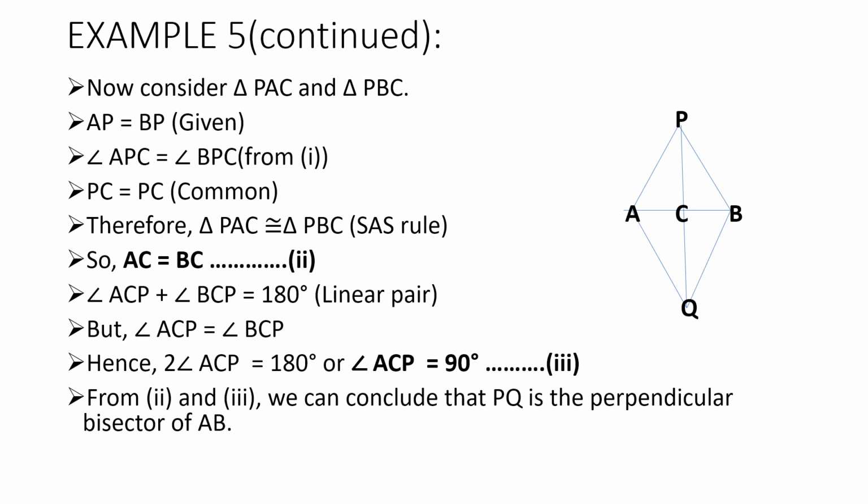Now also you can see that angle ACP plus angle BCP form a linear pair. They have one arm common and two opposite arms. They form a linear pair. So the total is 180 degrees. But already we have angle ACP and angle BCP are equal. So 2 angle ACP is equal to 180 degrees, or angle ACP is 90 degrees. In other words, it is perpendicular. So from 2 and 3 we can conclude PQ is perpendicular bisector of AB.